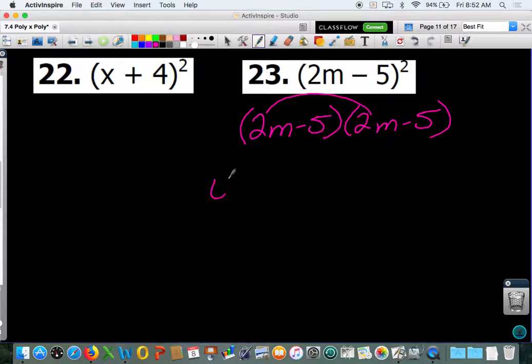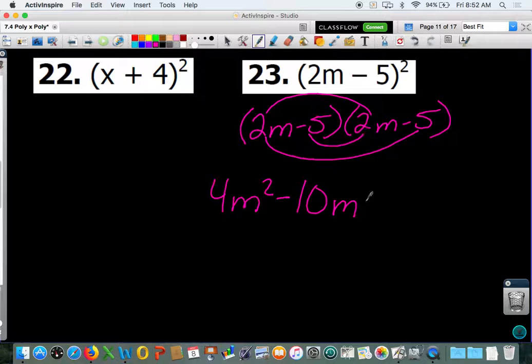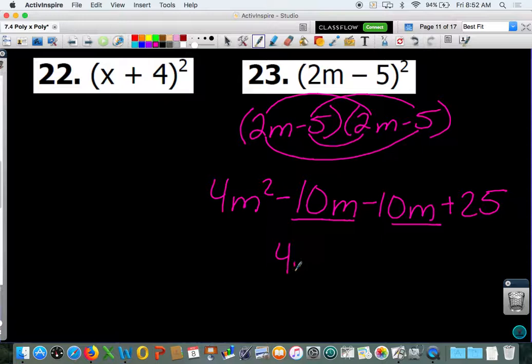2m times m gives me 4m squared. 2m times negative 5 gives me negative 10m. Negative 5 times 2m, negative 10m. Negative 5 times negative 5 is positive 25. Combine those like terms. 4m squared minus 20m plus 25 would be your final answer.